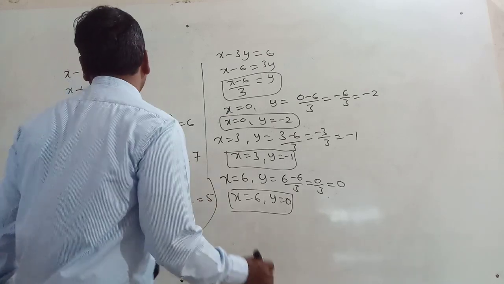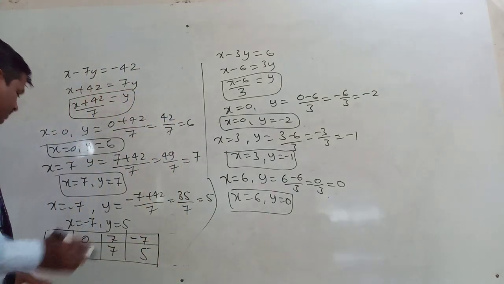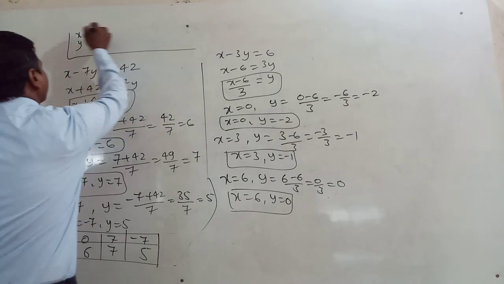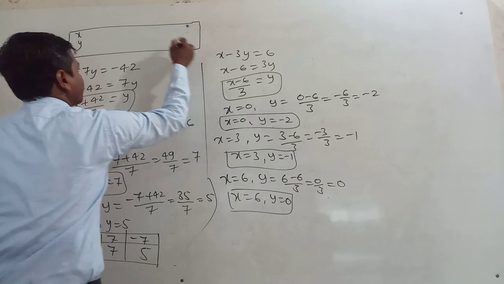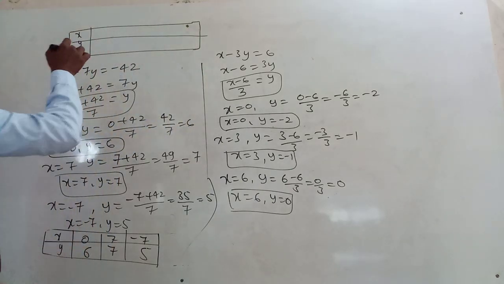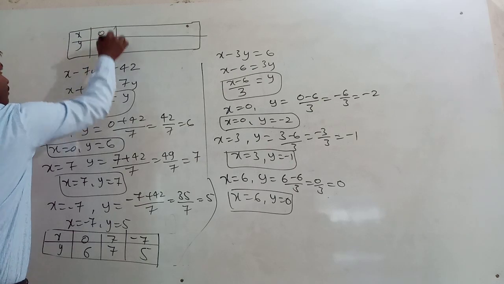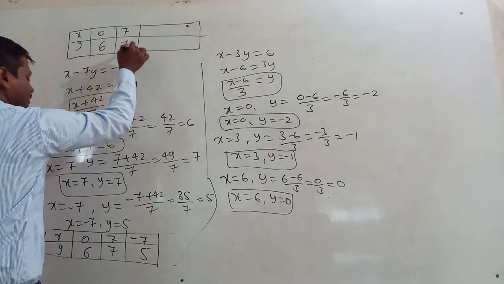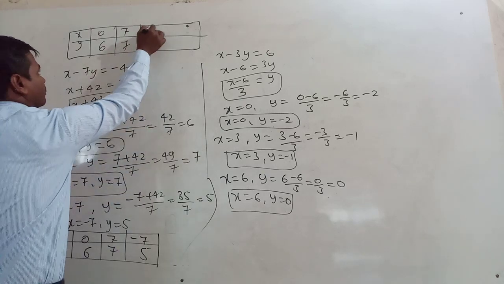We will draw a table. First table, this one. What is here? x, y values. First case 0, 6. Next point 7, 7. Next point minus 7, 5.